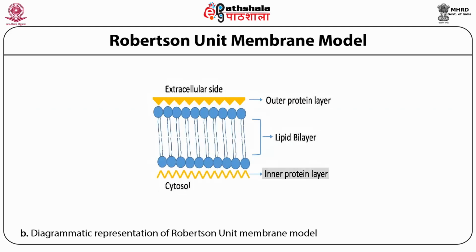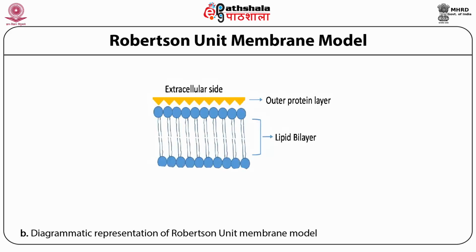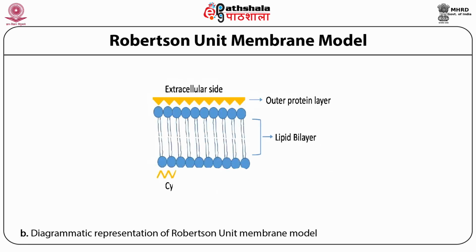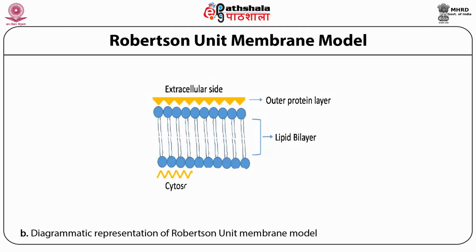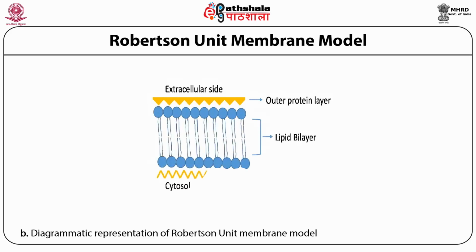Robertson in 1959 collected electron microscopic images of many cells and organelles. His picture of the biological membrane resembles that of the Danielli-Davson model, which was proposed in 1935. However, it is now based on microscopic evidence, and in this figure you will find that the lipid bilayer is embedded on both sides by protein layers, the outer protein layer as well as the inner protein layer.